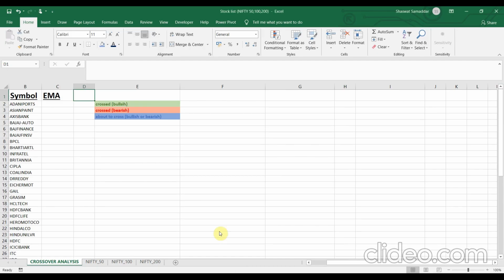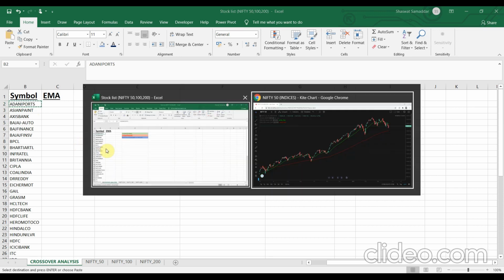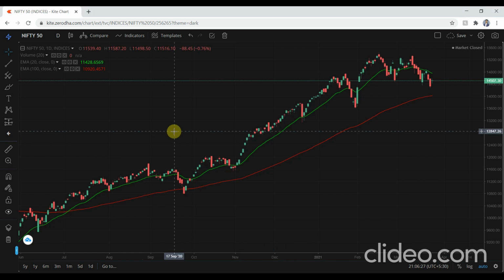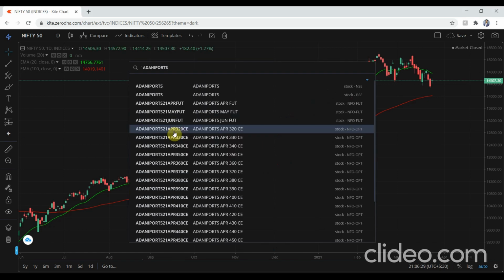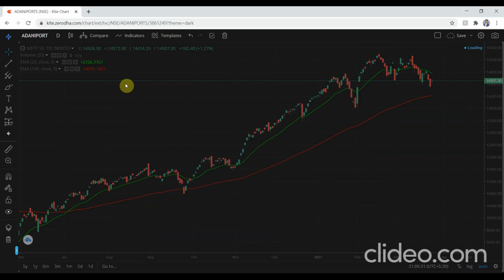These color coding which you are seeing on my screen right now are pretty much self-explanatory. Anyways, I will walk you through it as we start doing our analysis. Okay, so the first symbol for our analysis is Adani Ports. So I'll just copy it down and go to my Kite platform. I'll paste the name here, select it.